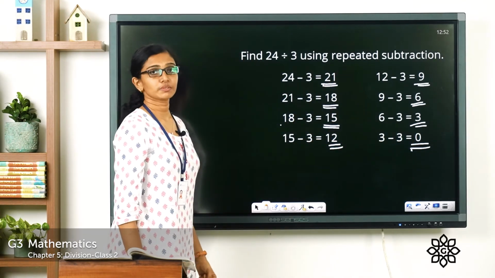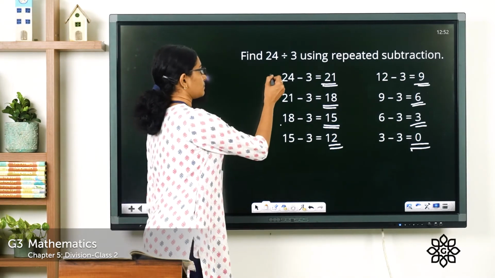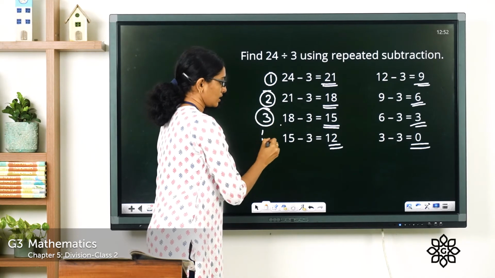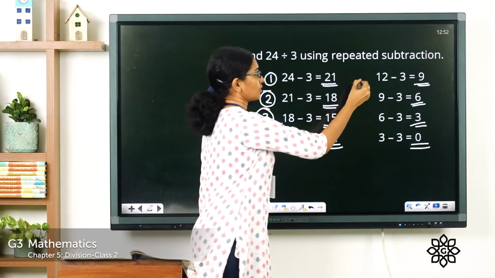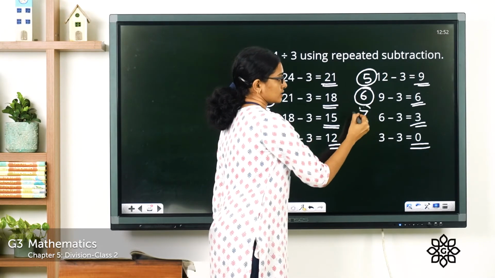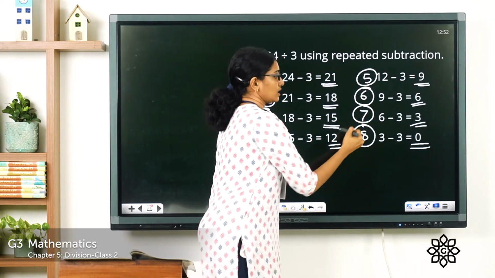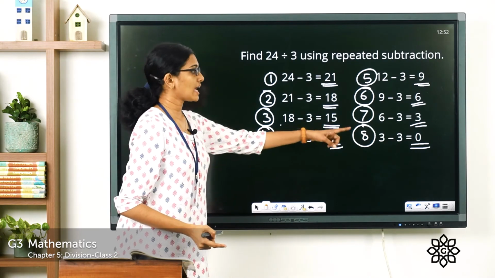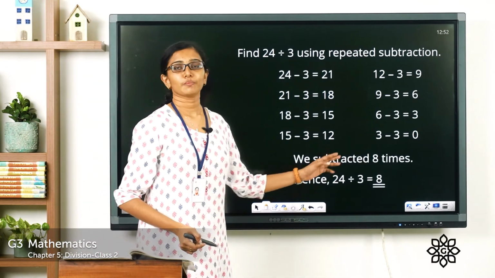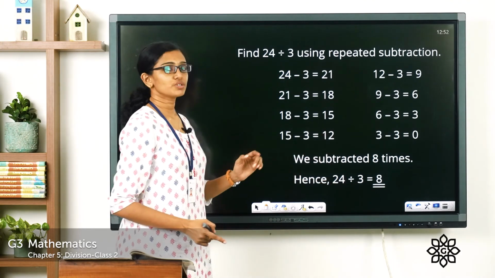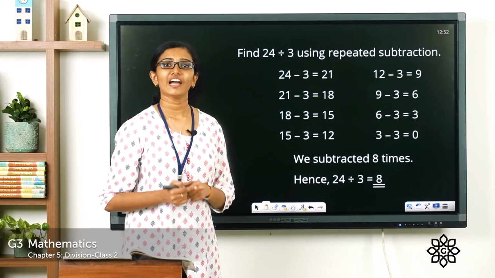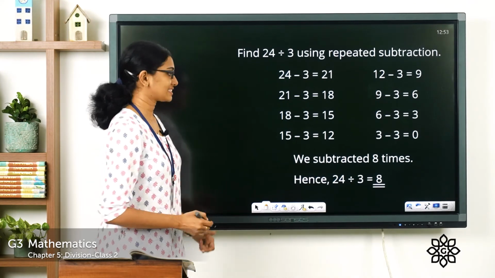And how many times we subtracted the numbers? We subtracted 1, 2, 3, 4, 5, 6, 7, 8. We have done subtraction 8 times, right? To get the difference 0. So since we subtracted 8 times, the quotient for this division 24 divided by 3 is equal to 8. Hope you are clear with this.